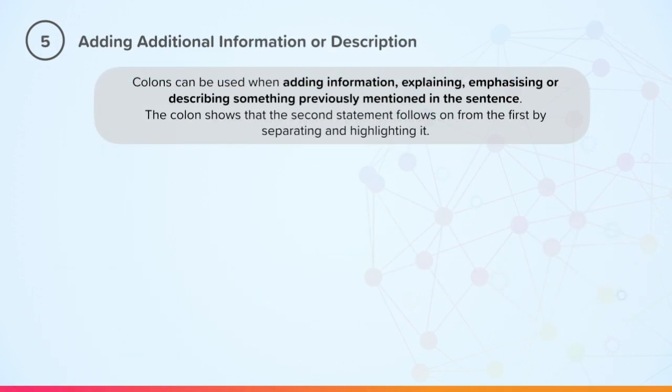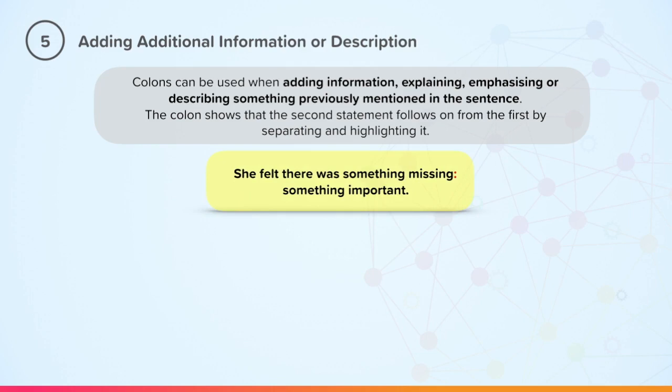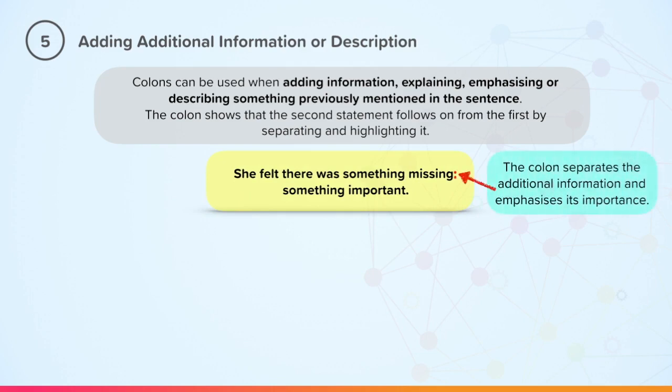Colons can be used when adding information, explaining, emphasizing, or describing something previously mentioned in the sentence. The colon shows that the second statement follows on from the first by separating and highlighting it. She felt there was something missing: something important. The colon separates the additional information, something important, and emphasizes its importance in the sentence.